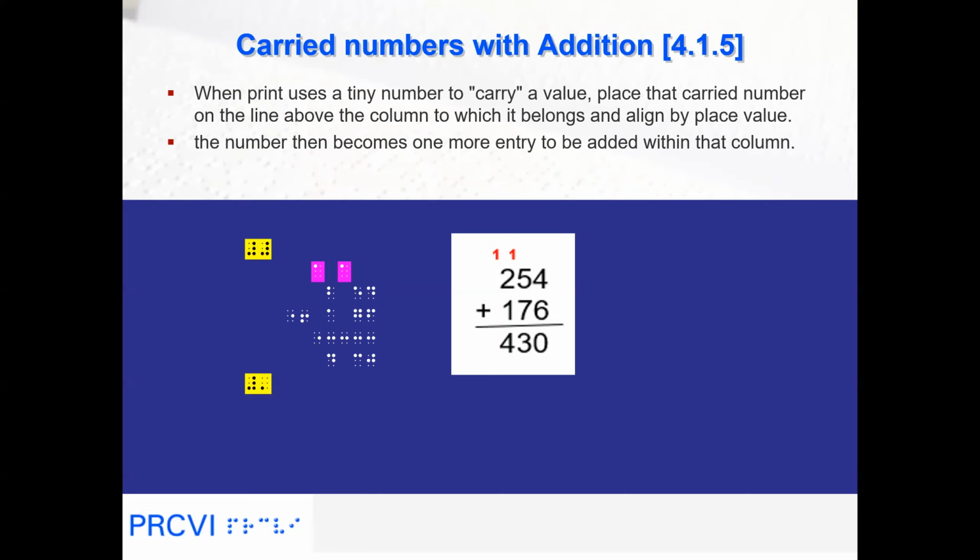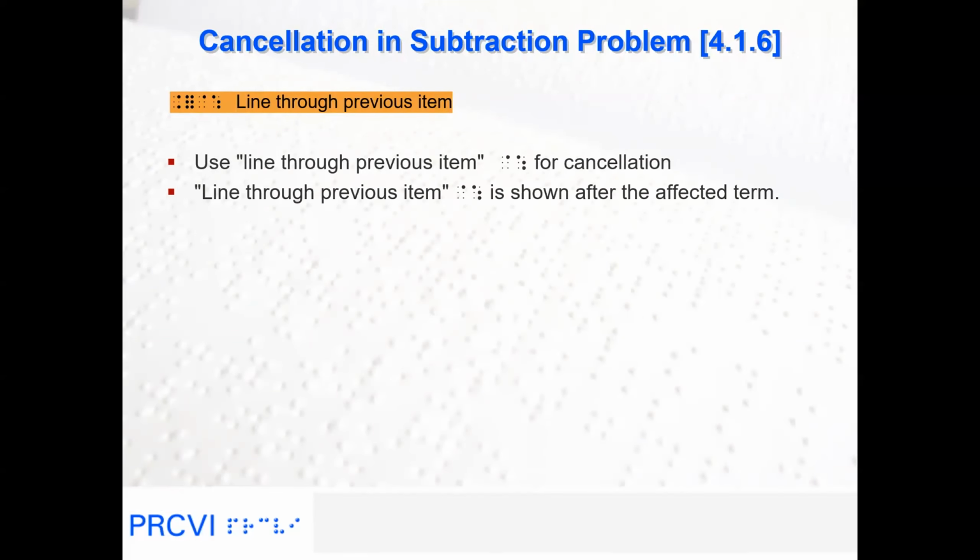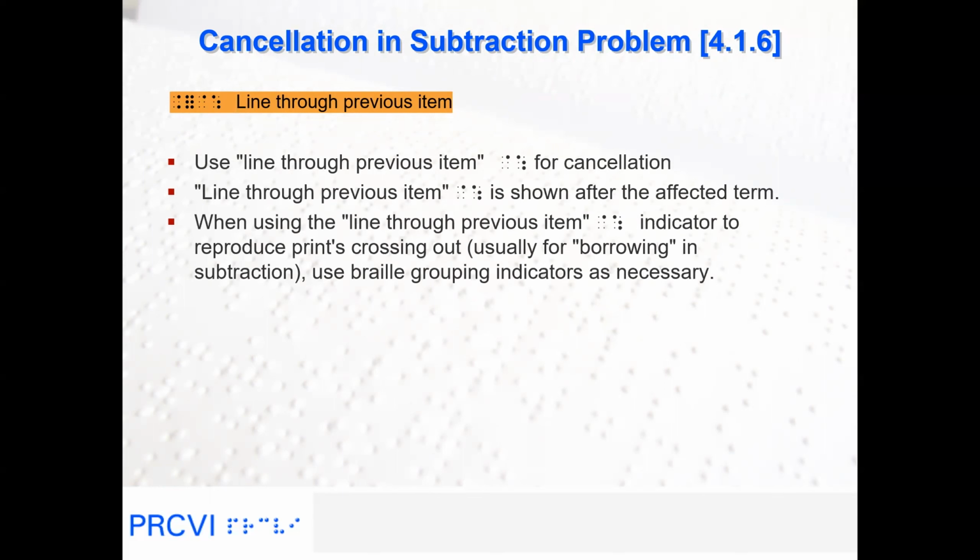Let's check out cancellation in subtraction problems. Dots 4, 1, 5, 6 is an indicator for line through previous item. Use line through previous item indicator for cancellation. Line through previous item indicator is shown after the affected term. When using line through previous item indicator to reproduce print's crossing out, use Braille grouping indicator as necessary.